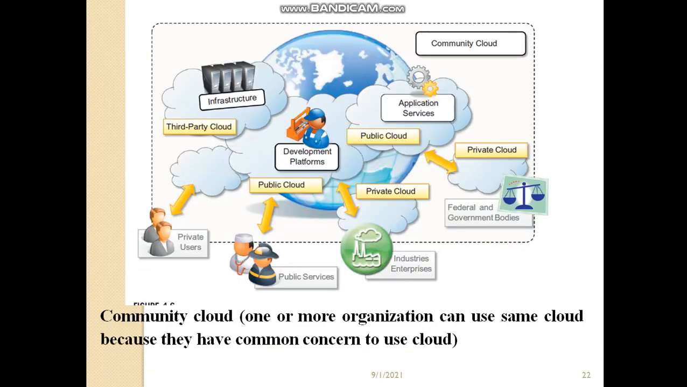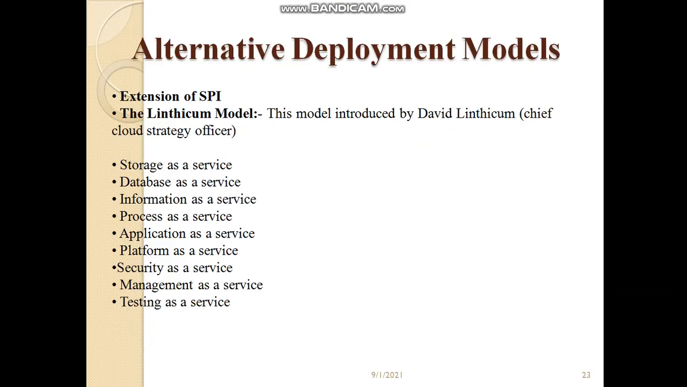Then one more cloud is community cloud. Let's say two or more organizations having the same need to use a cloud, so that is called community cloud. So this is the alternative deployment model, which is, you can say, an extension of SPI.